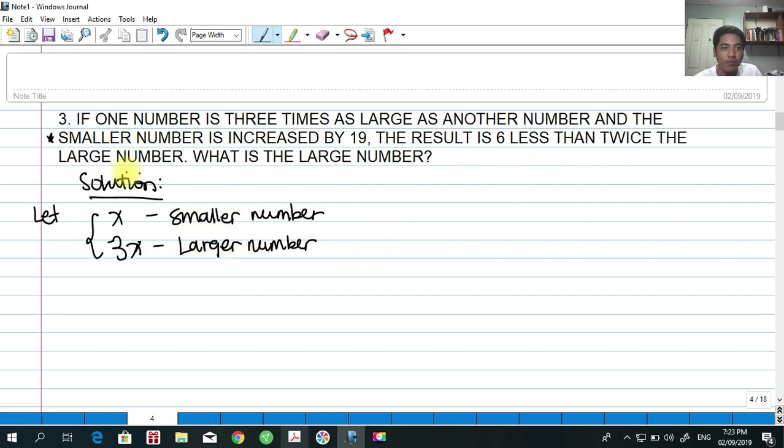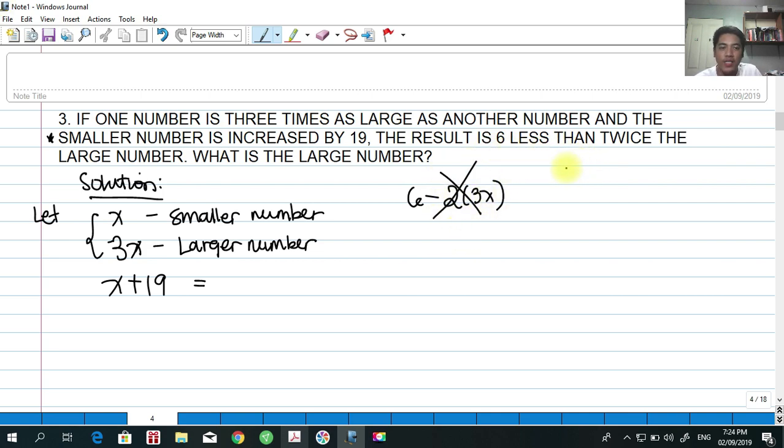So what will happen? And the smaller number is increased by 19. Okay? That's another condition. The smaller number is increased, that's denoted by an add. The result is, meaning the result is tantamount to the operation equal, or the equal sign. So the result is 6 less than twice the large number. Okay? 6 less than twice the large number. It's tempting to write it in that order, but it's actually wrong.